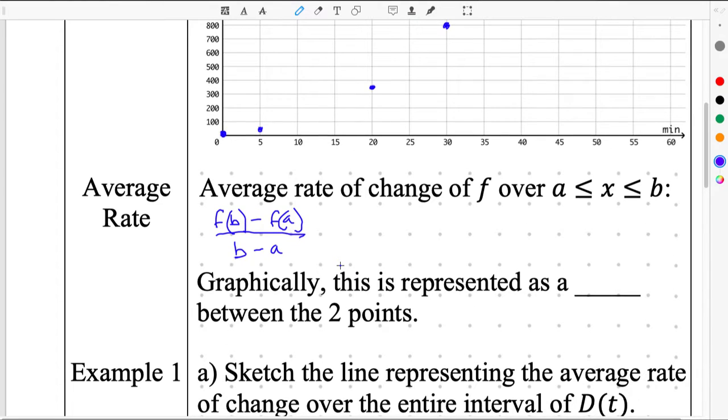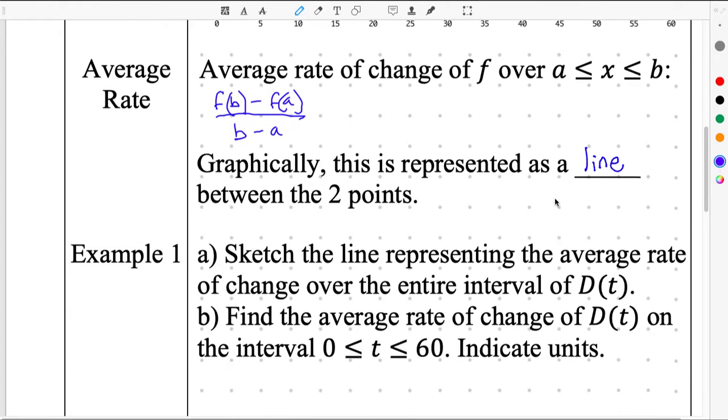And then there's a second fact that you also need to know from today's lesson. There's two facts. Fact number 1 is here. Fact number 2 is here. Both of those need to be memorized. Fact number 2, graphically, this average rate is represented as a line, just a really straightforward line between whatever points I'm talking about, whatever a and b coordinates I'm talking about.